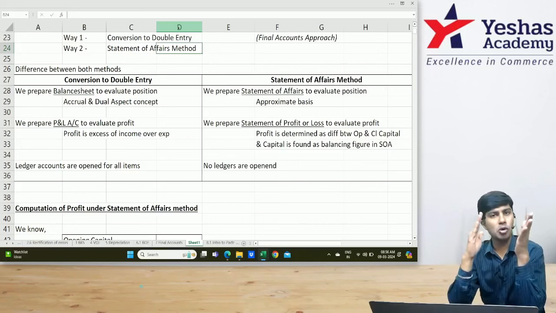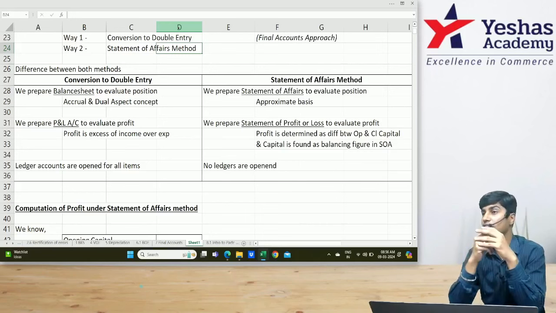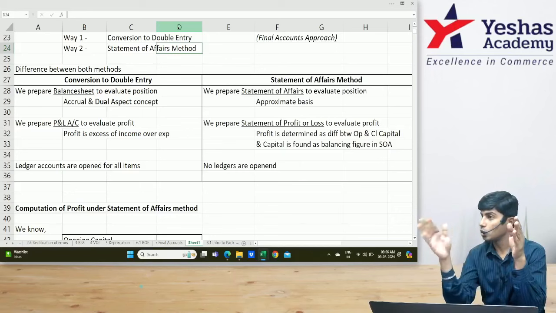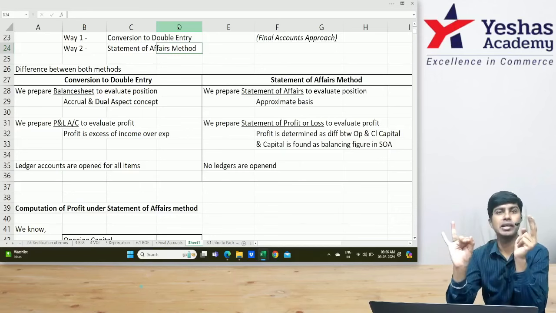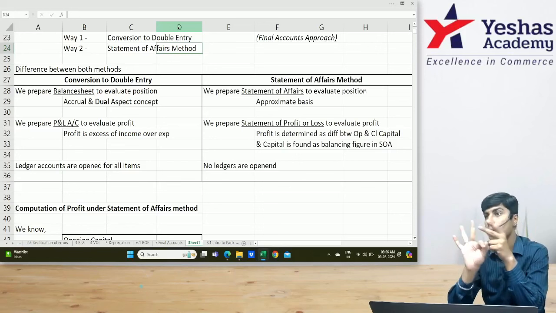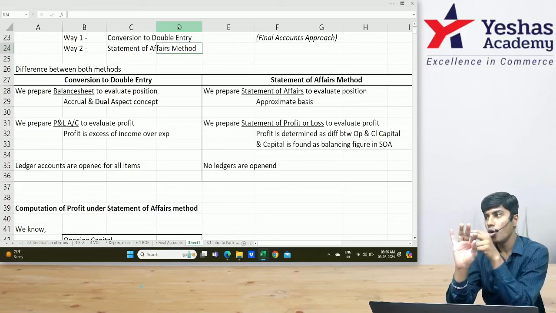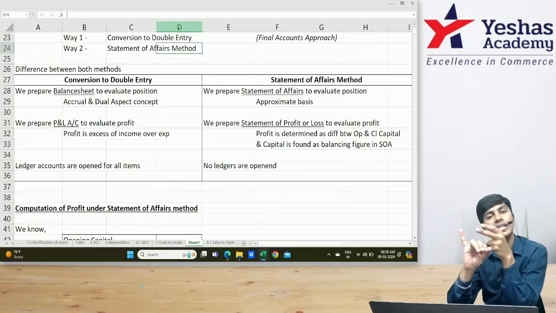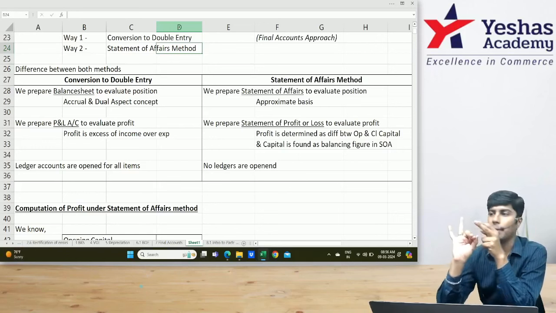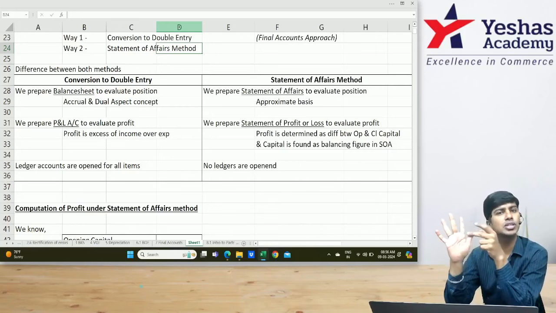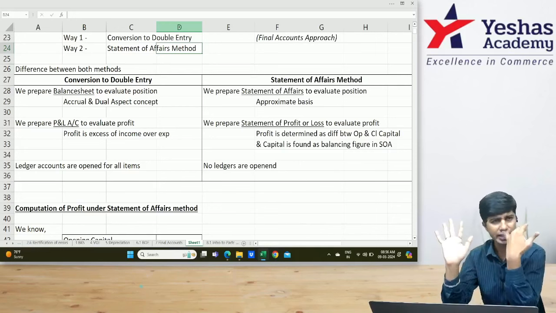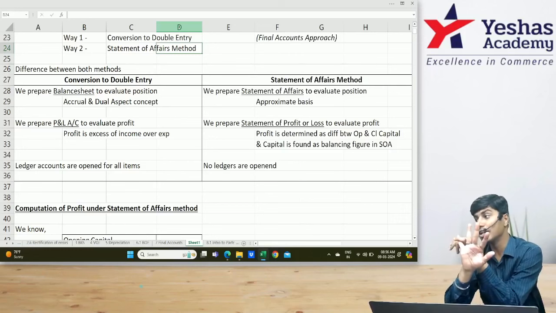So the journey from opening capital to closing capital is like this. Opening capital plus additional capital minus drawings plus profit is equal to closing capital. I'll repeat: opening capital plus additional capital minus drawings plus profit is equal to closing capital. Am I right?